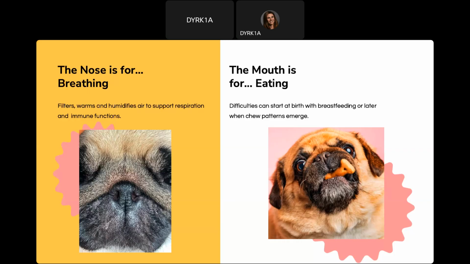So for the nose, the purpose of breathing through the nose is that it filters, warms, and humidifies air to support respiration and immune function. What is it in the environment or pollution or whatever in the air that we don't want to inhale through our mouth? So our nose acts as a filter to help the immune function. It helps to regulate our nervous system.